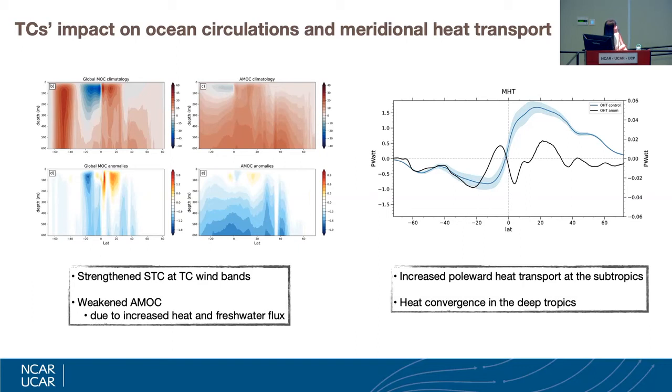But for the Atlantic, this is the climatology, this is the anomaly. We found there's a slowdown of the Atlantic meridional overturning circulation, the AMOC. And also there's changes in meridional ocean heat transport. This blue line shows the climatological conditions and the black shows the anomaly. So we find that these TC winds, after we add them into the model, they can increase the poleward heat transport at the subtropics. And also there is increased heat convergence at the deep tropics.